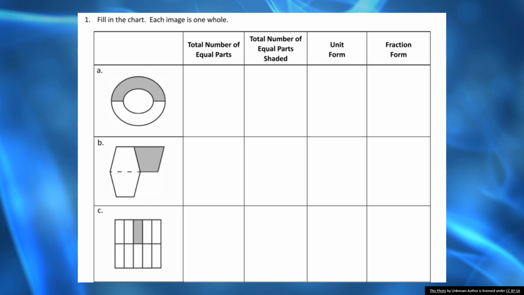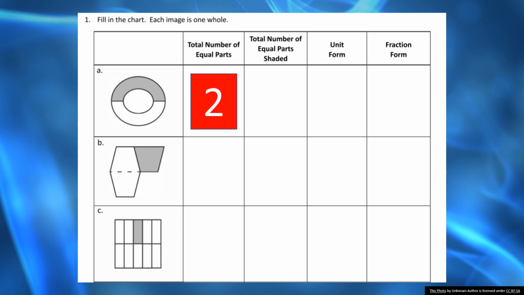Let's take a look at number one. Number one says to fill in the chart, each image is one whole. So that means that each shape that you see is one whole. All right, let's take a look at A. How many pieces is this whole made up of? How many total equal parts is this whole made up of? If you said 2, then you're correct.